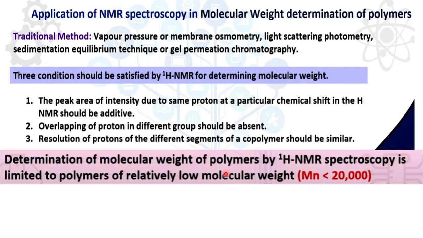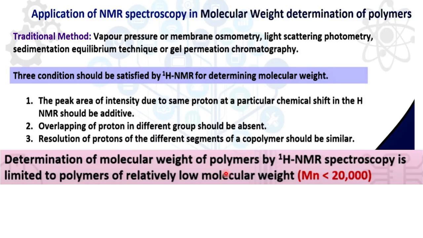Now, what is the application of NMR? If we ask what the application area is in the case of polymers, other elastomers or composites. First of all, the traditional methods are vapor pressure or membrane osmometry and light scattering photometry. So, to determine the molecular weight, there are different techniques. We know that cryoscopic techniques are actually used to determine the molecular weight of a polymer.